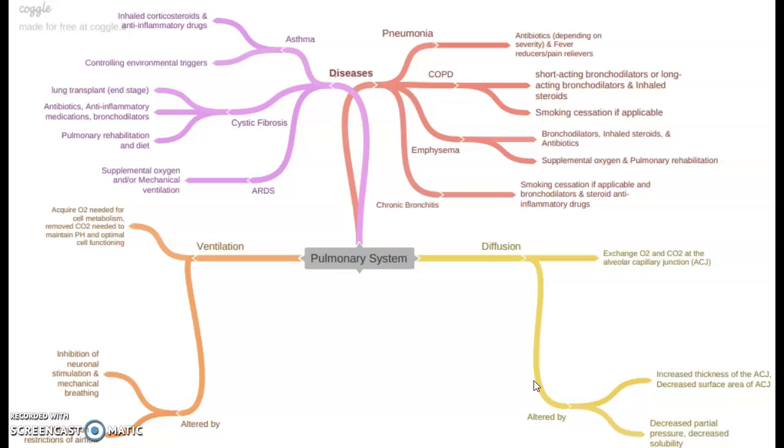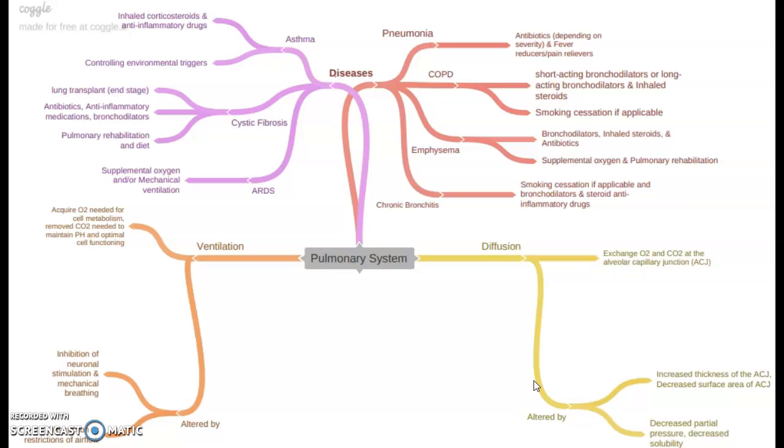Now, in cases of emphysema, the treatment options include bronchodilators, inhaled steroids and antibiotics, and supplemental oxygen and pulmonary rehabilitation. In cases of chronic bronchitis, it is again smoking cessation if applicable, and bronchodilators and steroid anti-inflammatory drugs.